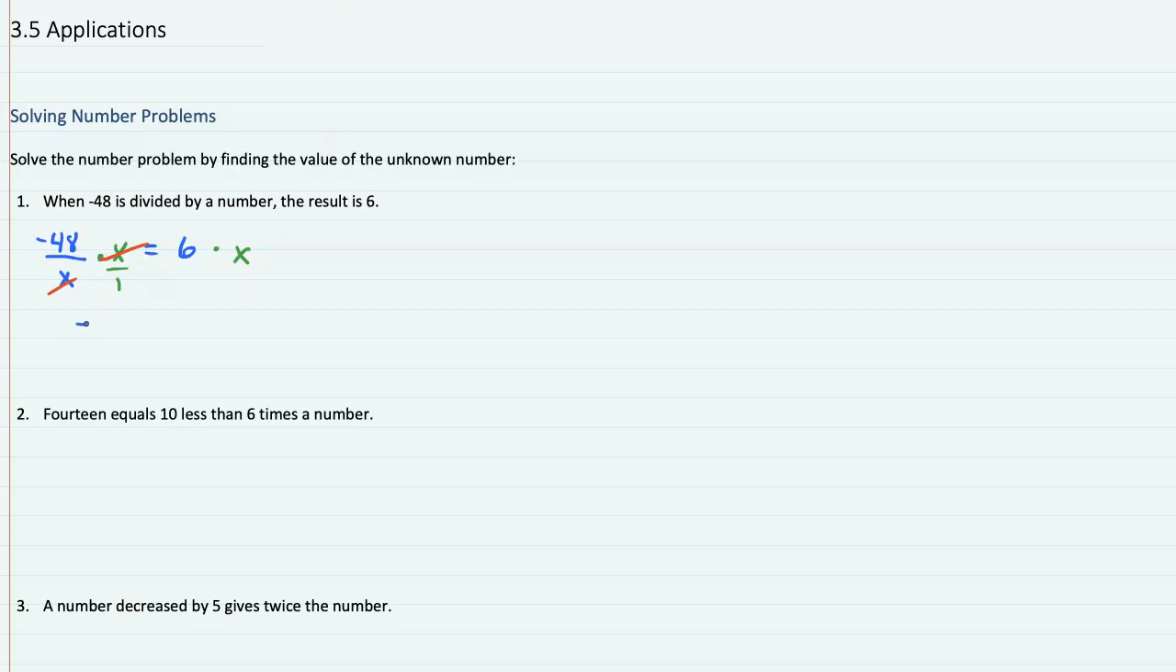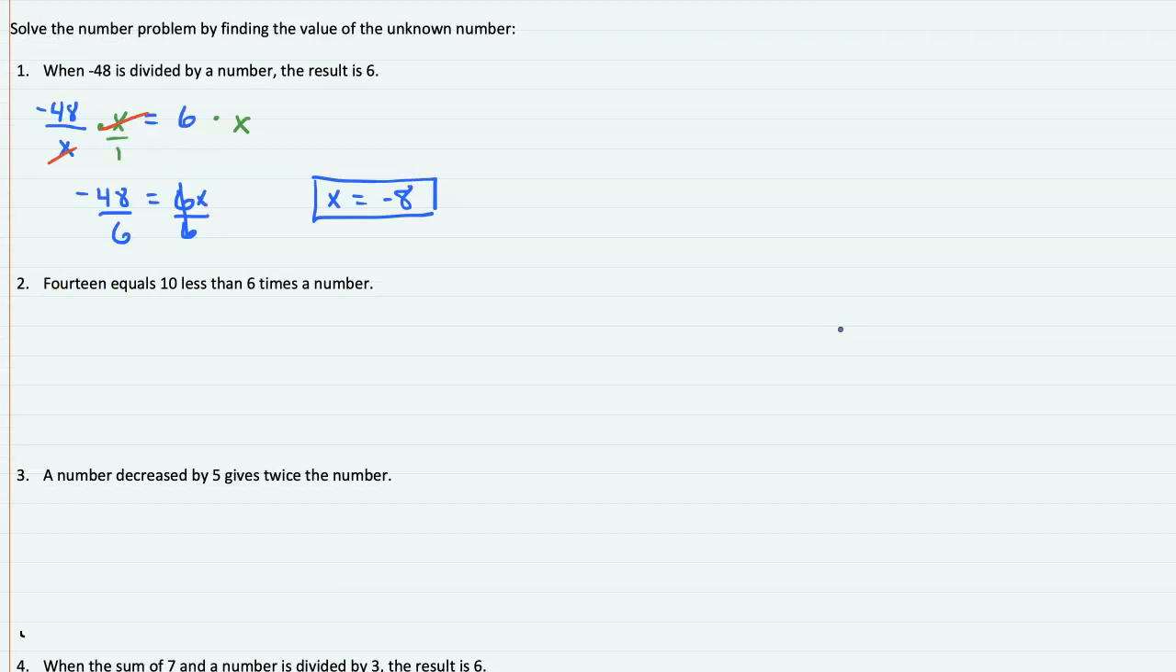So we end up with negative 48 equals 6x. And then we're going to divide both sides by 6. They divide out here, and we get x equals negative 8. X equals negative 8. So negative 48 divided by 6 is where I got that. Okay, so this is the answer to that one.